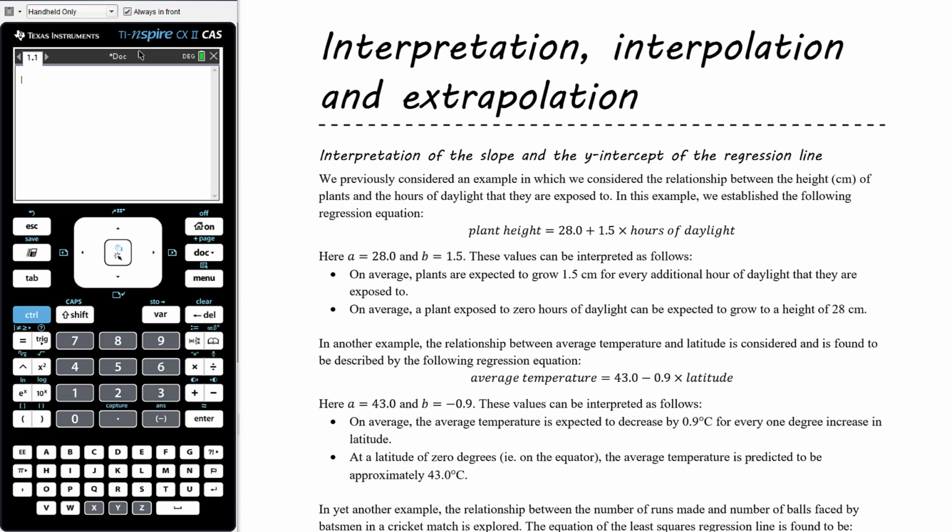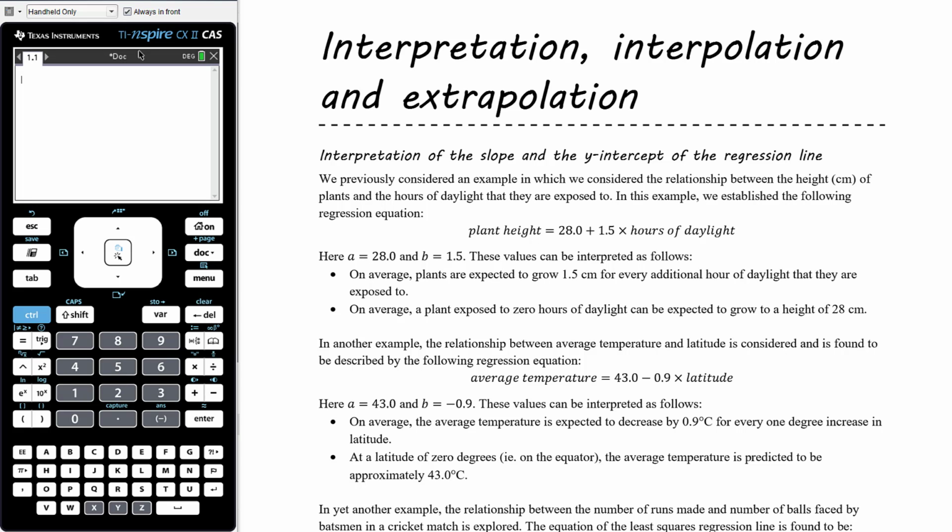Okay, so today what we want to look at is interpreting values in our least squares regression equation, and also the concepts of interpolation and extrapolation, which I did touch on when I introduced the least squares regression line in that graphing package in our last video, but we'll have a look at that in a bit more detail. So the first thing is being able to interpret the values of the slope and the y-intercept of our regression line in the context of the problem that we're dealing with.